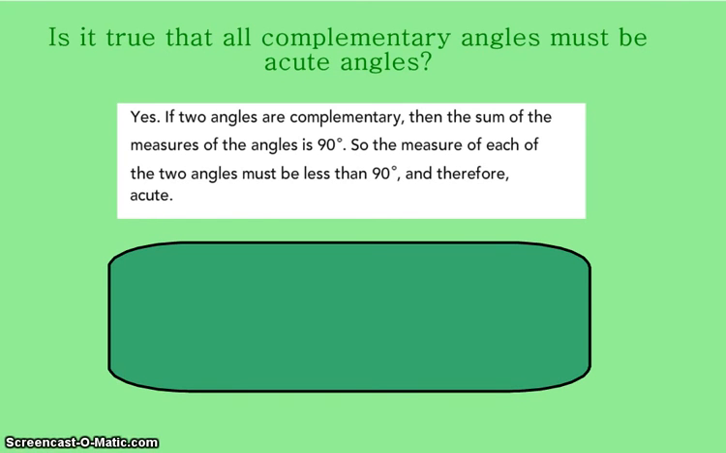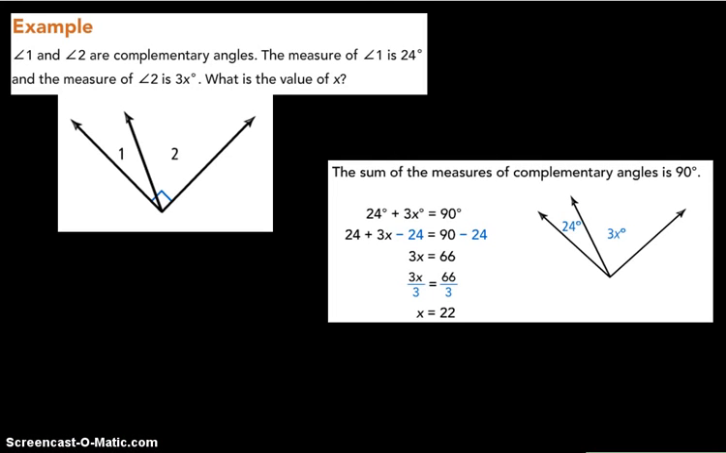Angle 1 and angle 2 are complementary. The measure of angle 1 is 24 degrees. The measure of angle 2 is 3x. What is the value of x? Set those two on the right side, set them both equal to 90 degrees, solve for x equals 22. If you need to, stop this now and go back through that. Make sure you understand the algebra involved there.